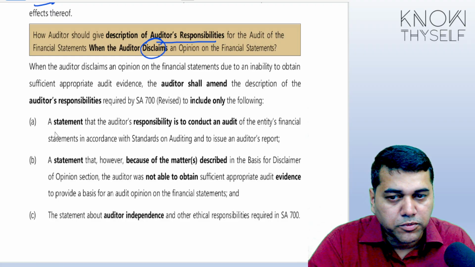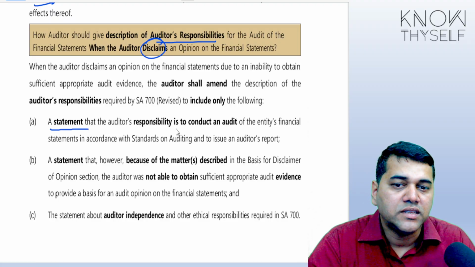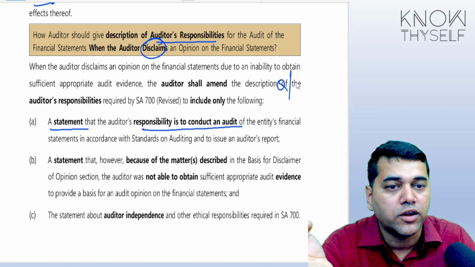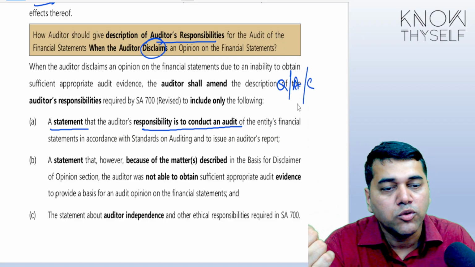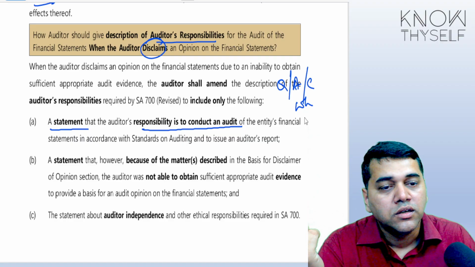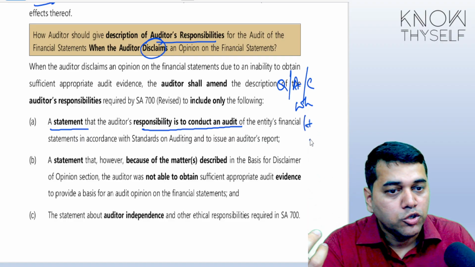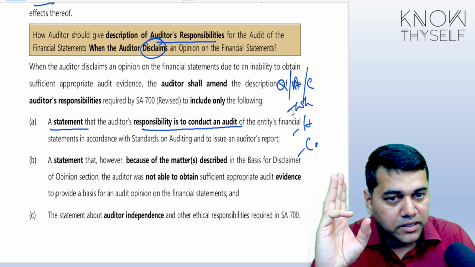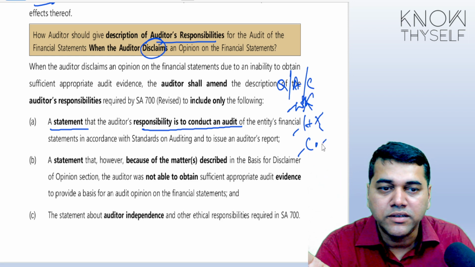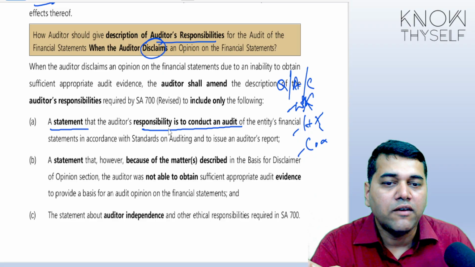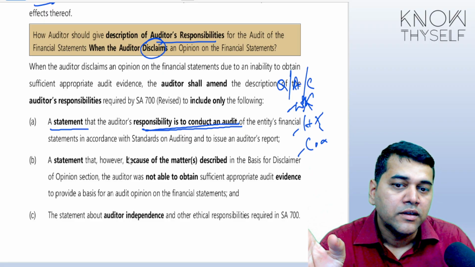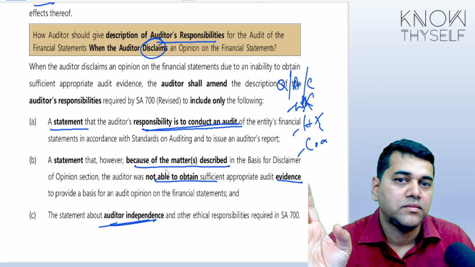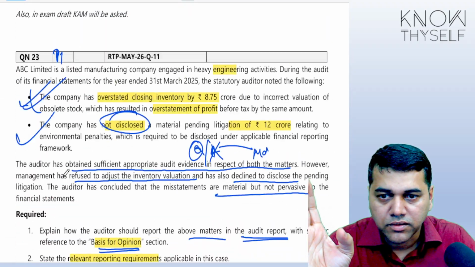The auditor shall amend the auditor's responsibility to a statement that the responsibility is to conduct the audit. What you wrote otherwise, for qualified opinion, for adverse opinion, for clean opinion, you told what is audit, how you did the audit, risk-based audit, and you told about communication. There were 3 elements, right? But if you are going to give a disclaimer, there are no more 3 elements. Instead, you say that our responsibility is to conduct the audit. Because of the matters described, we are not able to obtain the evidence, but we are independent.